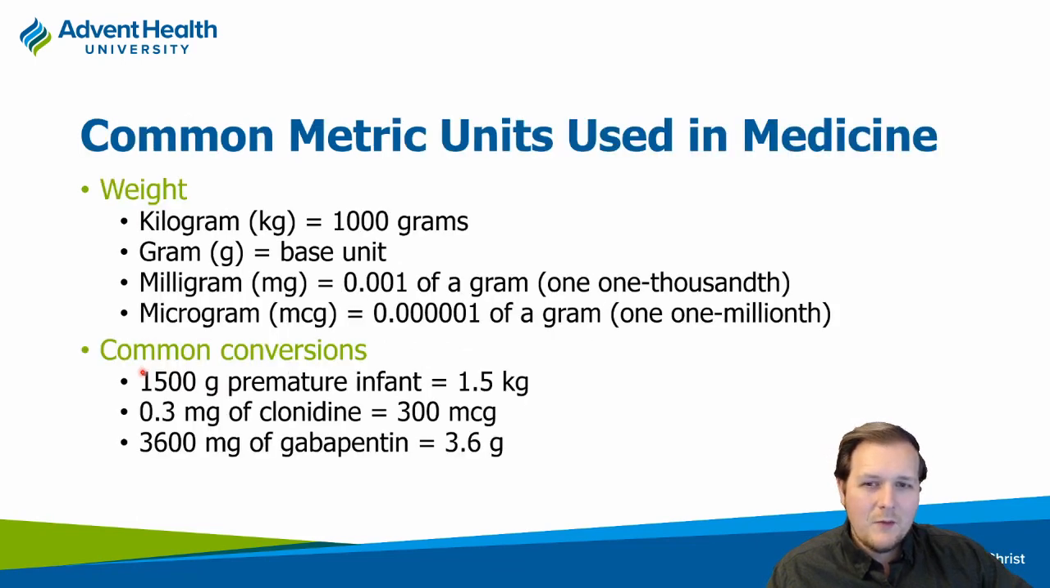And so it's important because you want to be able to convert between different systems depending on what you're working with, right? So for instance, with weight, you can see here a kilogram is 1,000 grams. That makes pretty good sense. Gram is the baseline that we're going to be using for most things. Note that a milligram is 1/1000th of a gram. So it takes 1,000 milligrams to be 1 gram.